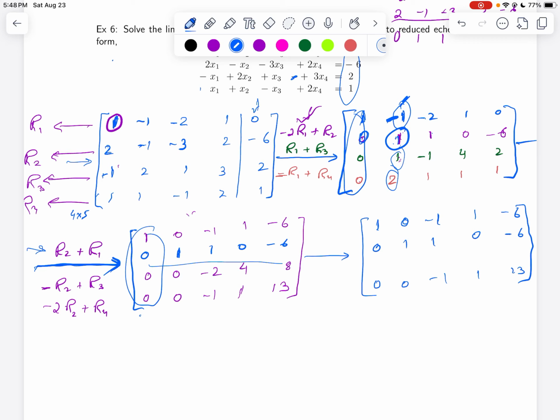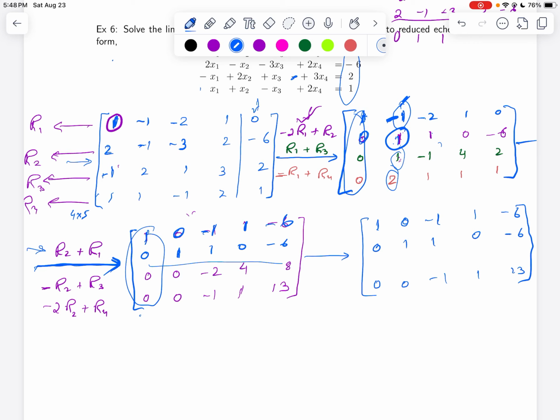So 1 plus 0 is 0. So first you can check, 0 plus 1 is 1, which is this one. Then 1 plus -1 is 0. Then 1 minus 2 is -1. Then we have 0 plus 1, which is 1. -6 plus 0, -6.